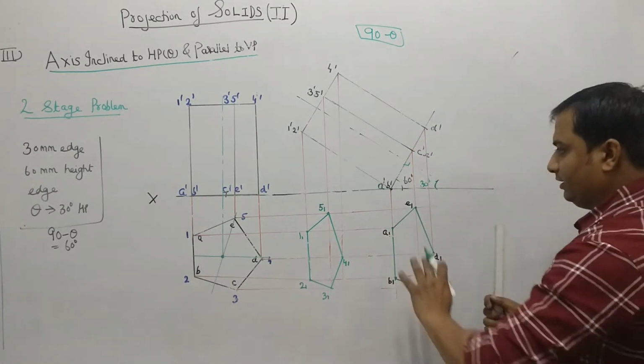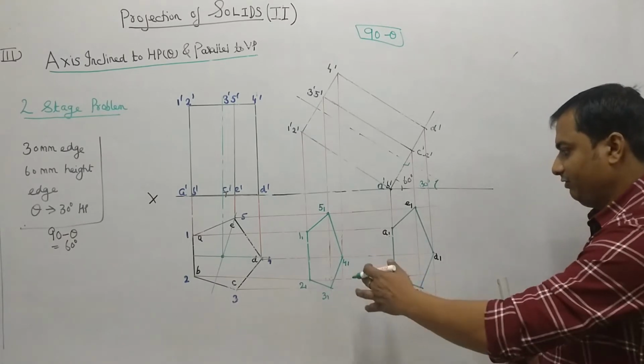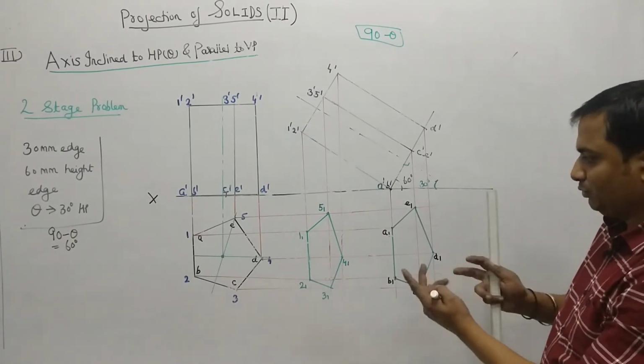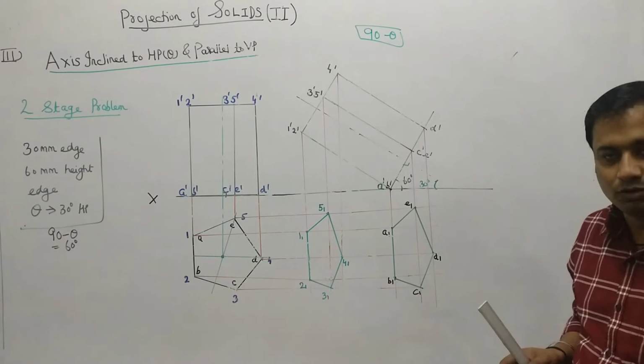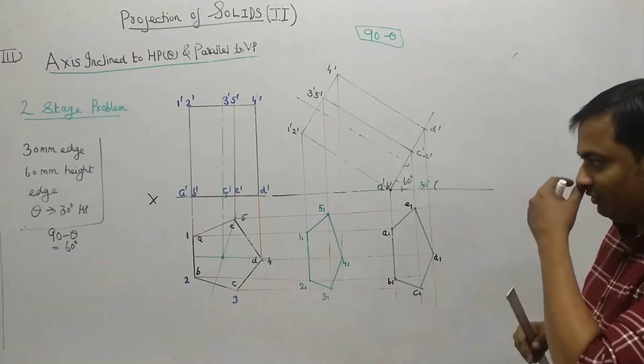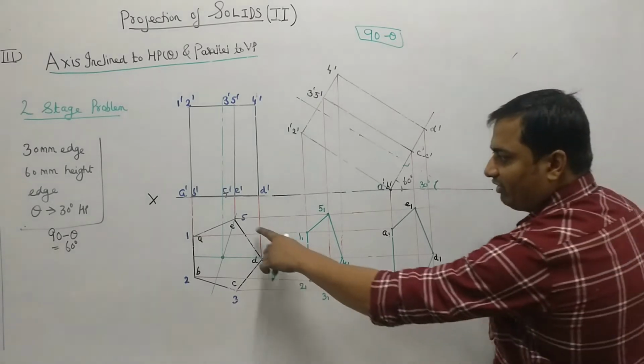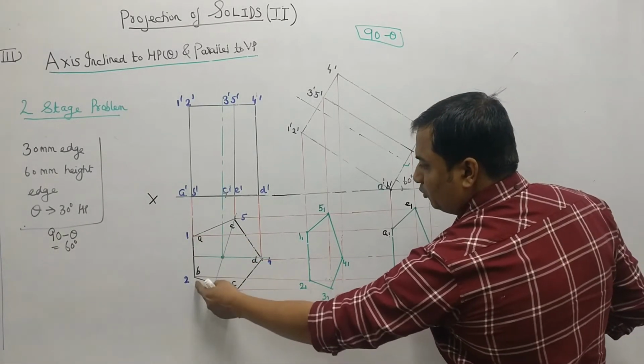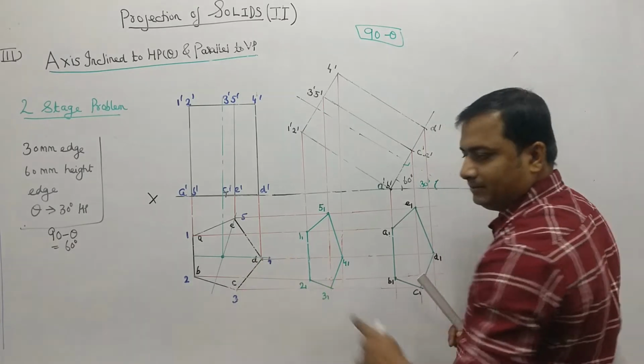Okay, so first join all the 5 points 1 to 5 and A to E. So I will be getting 2 pentagons, but this is not complete because we are dealing with the solid. So we have to join the edges also. Which edges have to be joined? 5E, 1A, 2B, 3C, 4D.